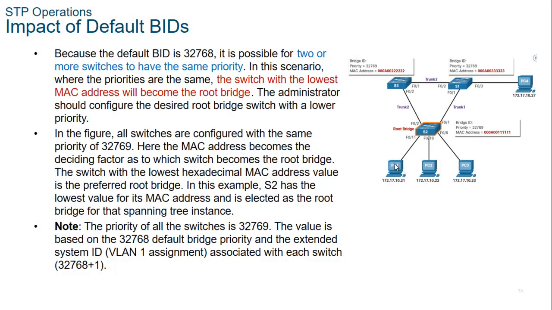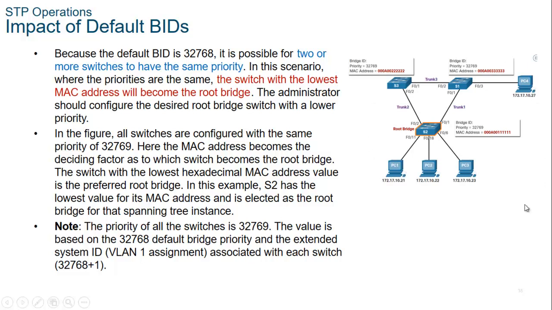Because the default priority is 32768, it is possible for two or more switches to have the same priority. In this scenario, where the priorities are the same, the switch with the lowest MAC address will become the root bridge. The administrator should and can configure the desired root bridge switch with a lower priority.